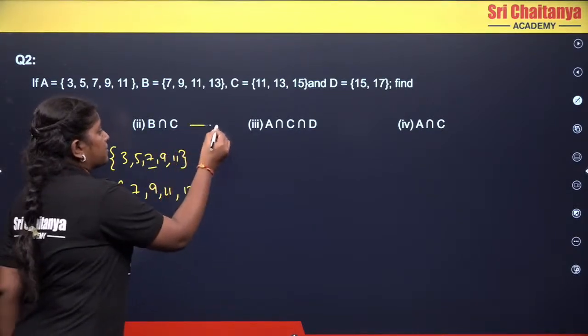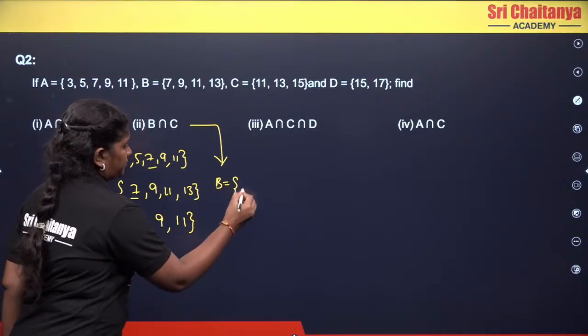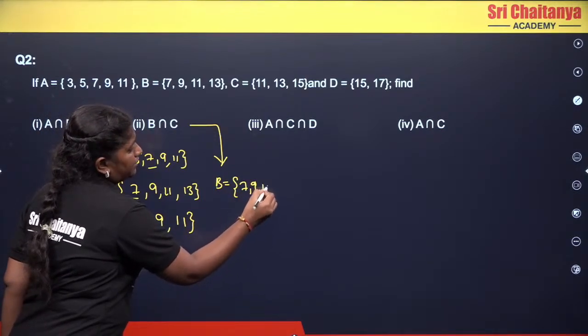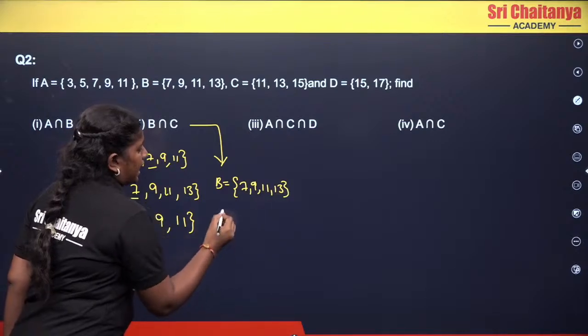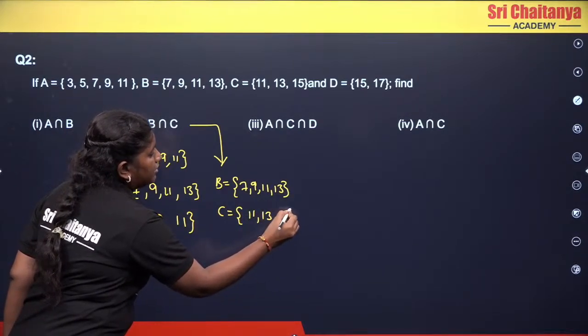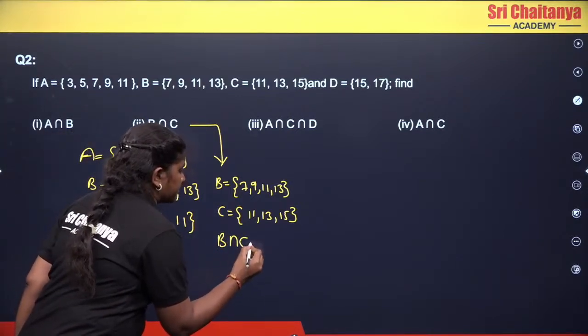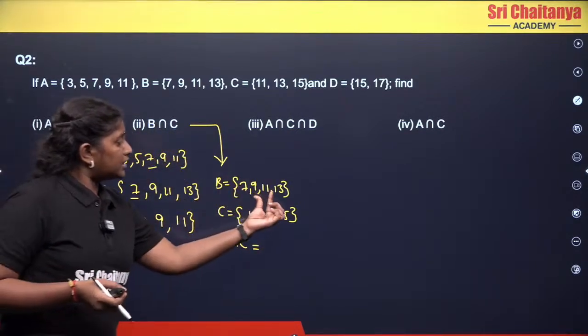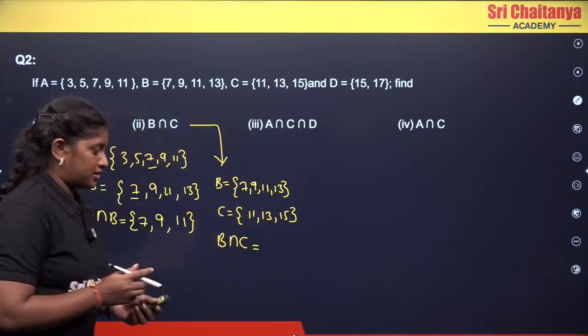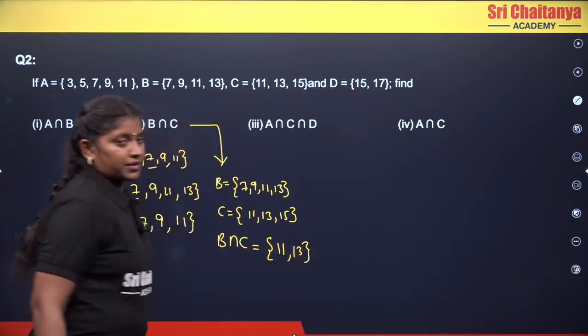Moving to the next, B intersection C. We are having B as the set of 7, 9, 11 and 13, and C as the set of 11, 13 and 15. Now if we take B intersection C, clearly 11 and 13 are the common elements. So we can write 11 and 13.